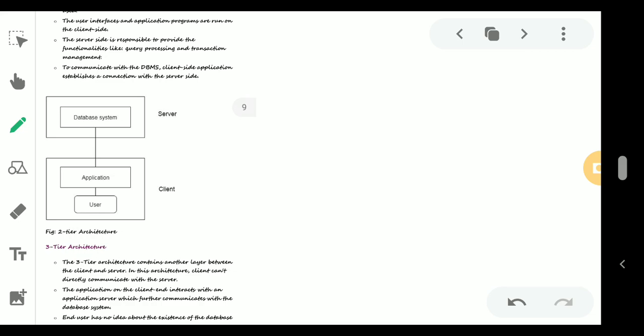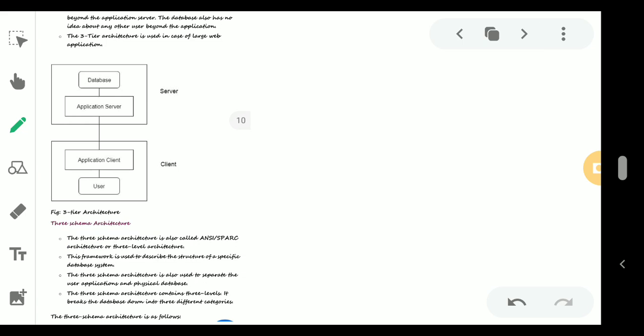In case of three-tier architecture, it contains another layer between the client and the server. In this architecture, the client cannot directly communicate with the server. The application on the client end interacts with an application server, which further communicates with the database system. So the end user has no idea about the existence of the database beyond the application server.